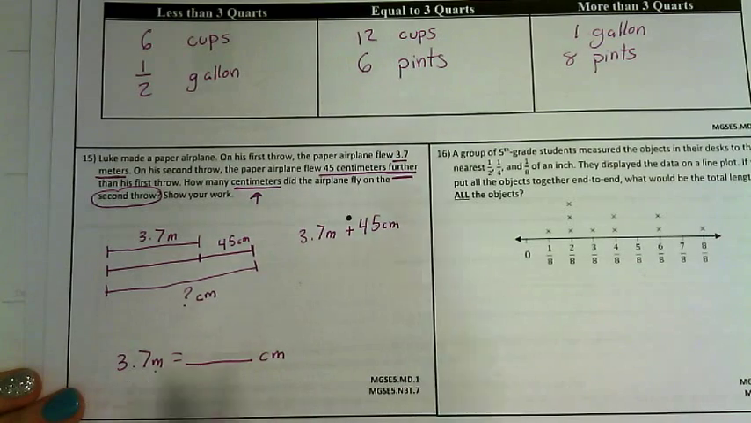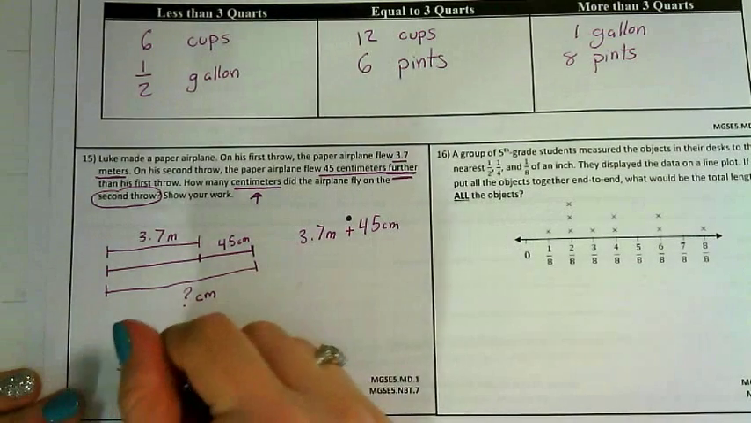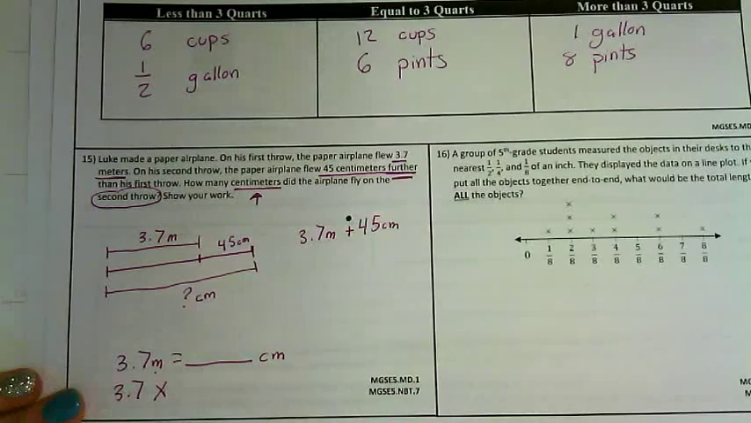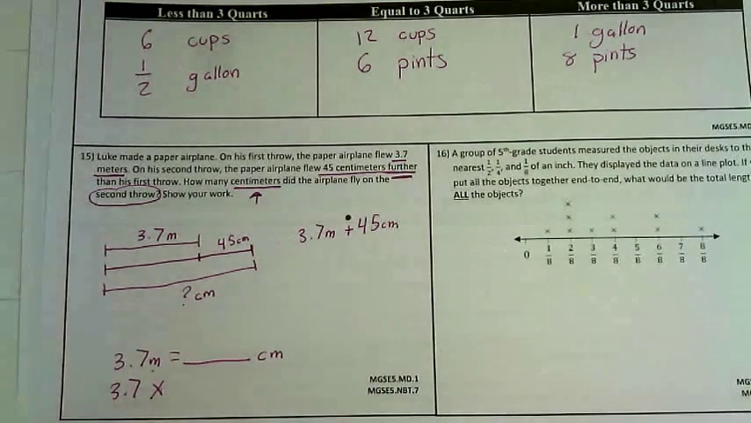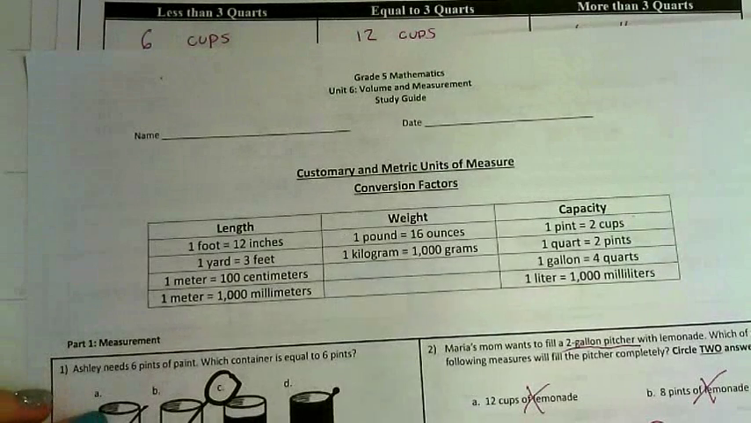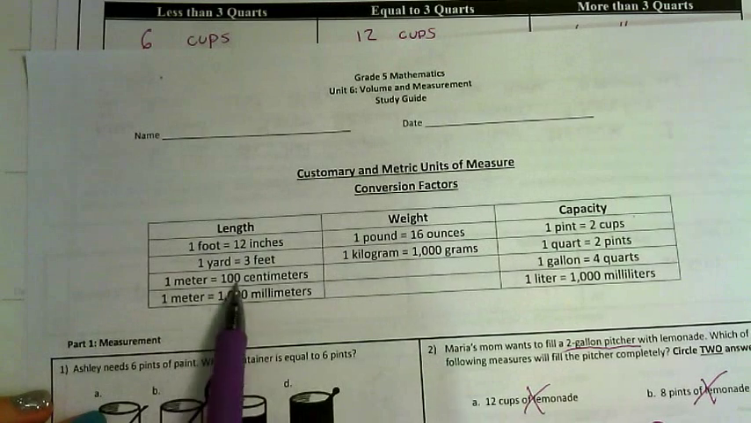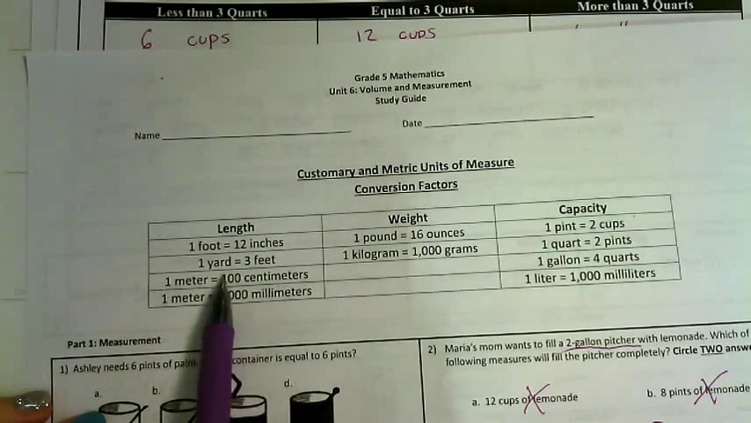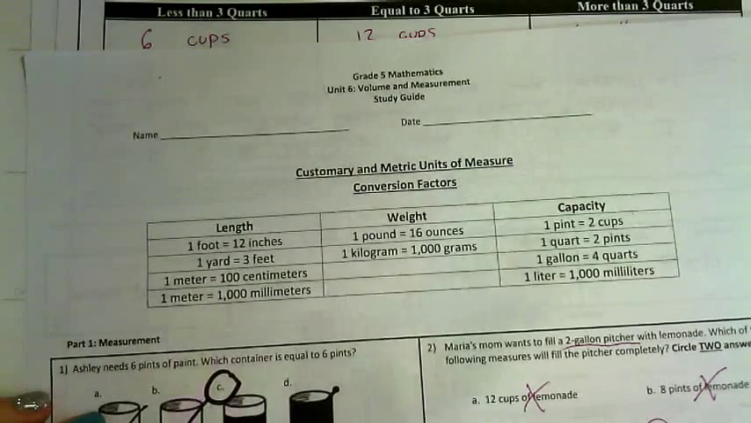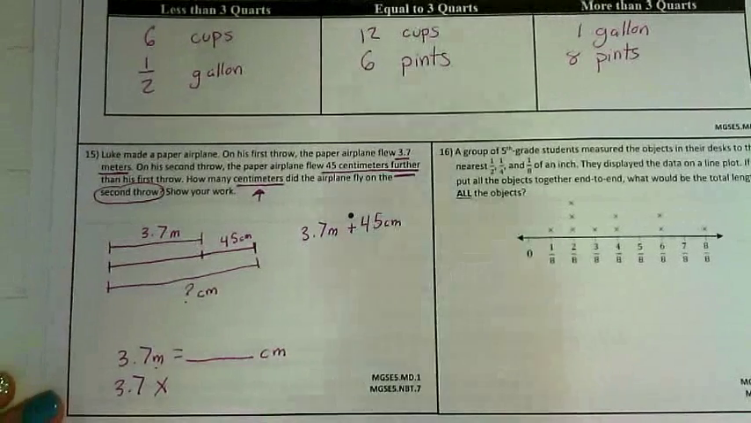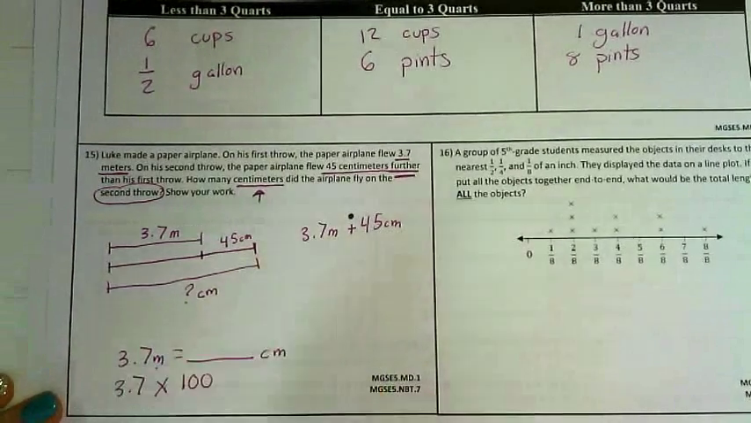I'm going from big to small, so I'm going to multiply. What am I going to multiply it by? I'm talking about meters and centimeters, so I'm going to flip back to my first page in the study guide, to my conversion chart. I'm going to find where it talks about meters and centimeters right here. So I need to multiply it by 100 because there are 100 centimeters in a meter. So I'm going to multiply 3.7 times 100.